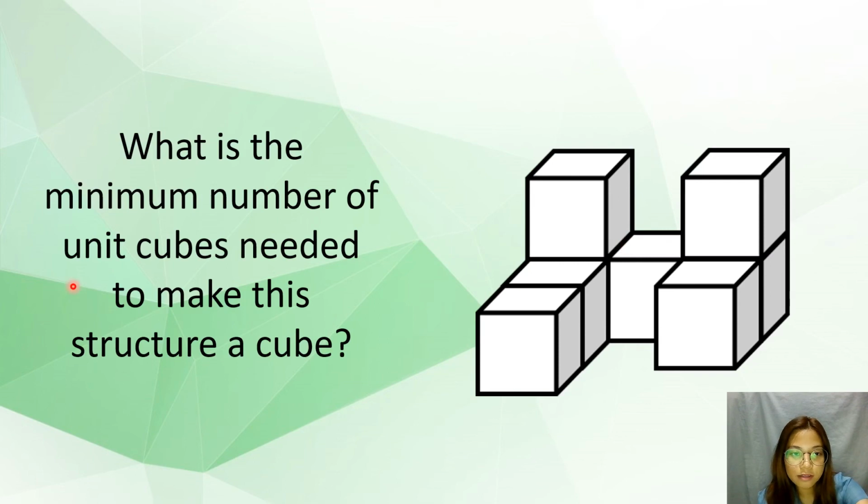So let's try this one. What is the minimum number of unit cubes needed to make this structure a cube? The least or the minimum number that we can make here is 3 times 3 times 3 to make it a cube. So that's 27. Since we need 27 unit cubes, and we already have 1, 2, 3, 4, 5, 6, 7, 8, 27 minus 8, we need 19 more unit cubes. So that's how you answer this kind of problem.